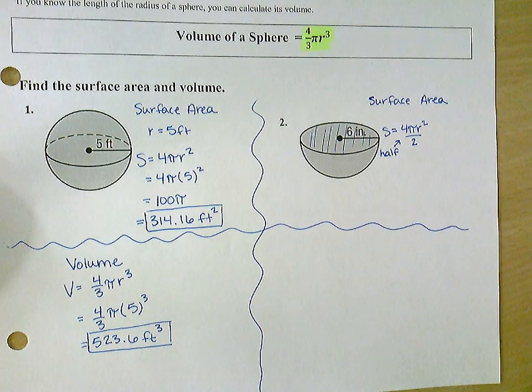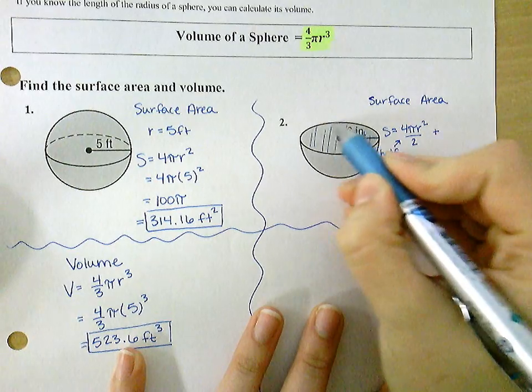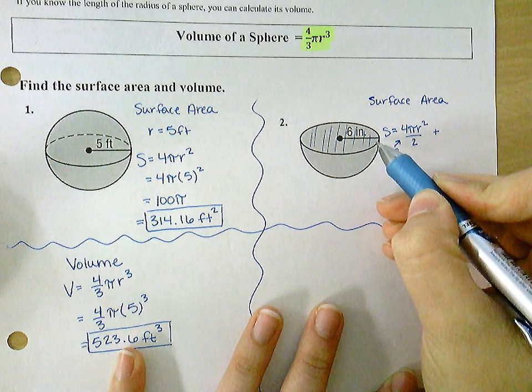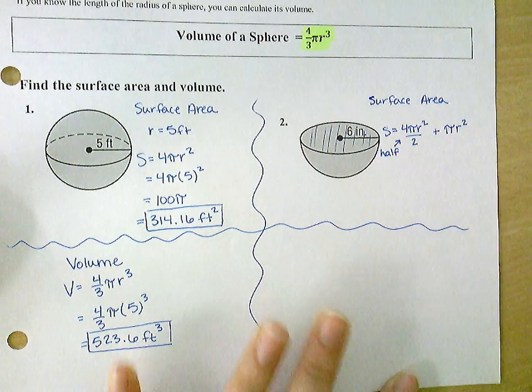Now, if I were to just take half of a sphere, the surface area, I'd end up with a bowl shape. I wouldn't have that top circle on there. I wouldn't have the lid, right? So I have to add on one circle. Okay, it's the great circle, pi r squared.